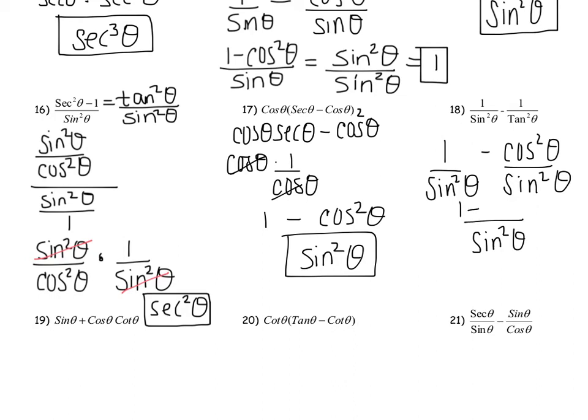And I subtract the tops, 1 minus cosine squared. Well, isn't 1 minus cosine squared sine squared? So sine squared over sine squared equals 1. Okay, next.